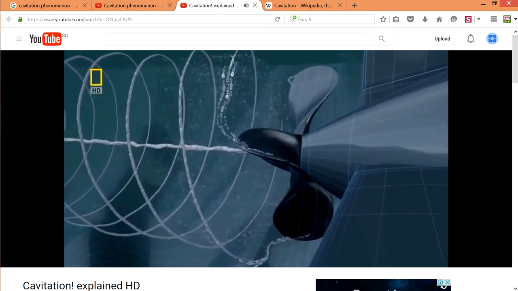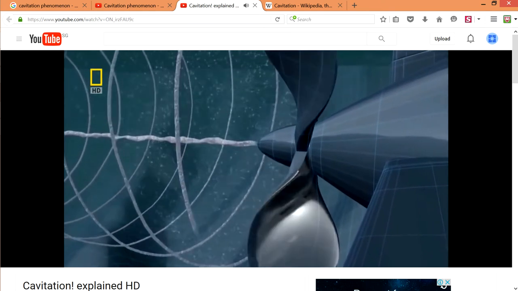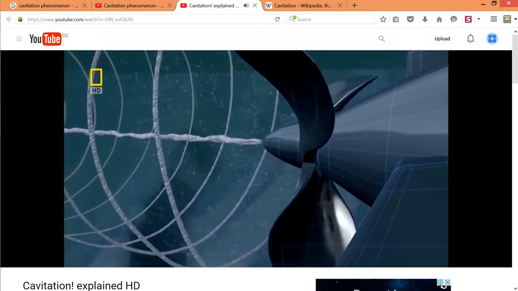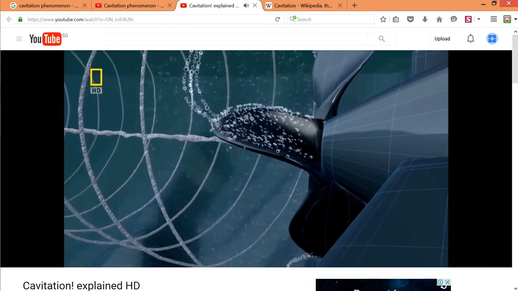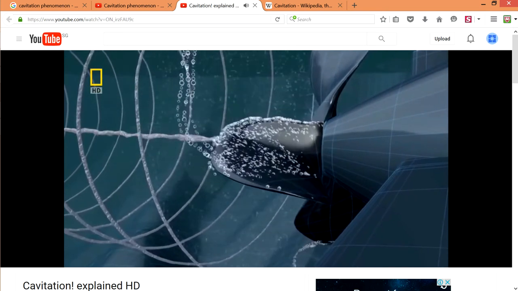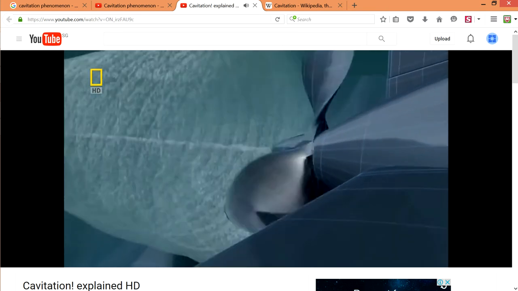When a submarine's propeller turns quickly, an area of low pressure is created on the blades. This lowering of pressure causes the water to boil without heating up and produces bubbles of steam. This is called cavitation.